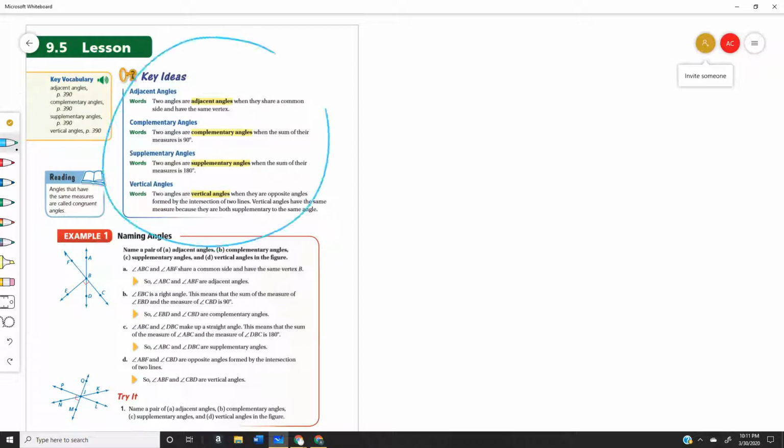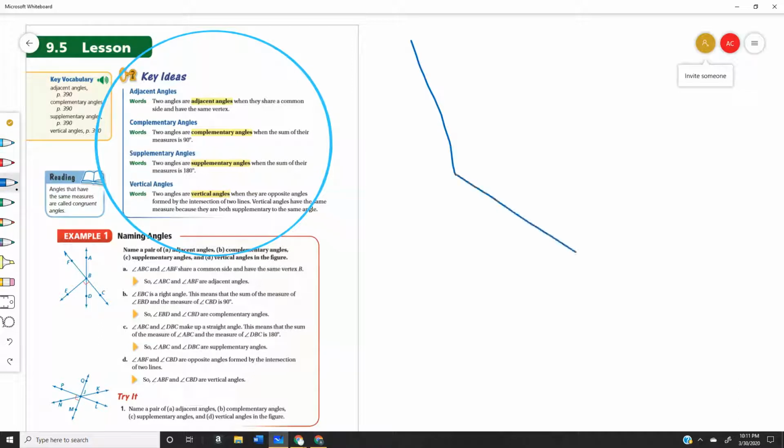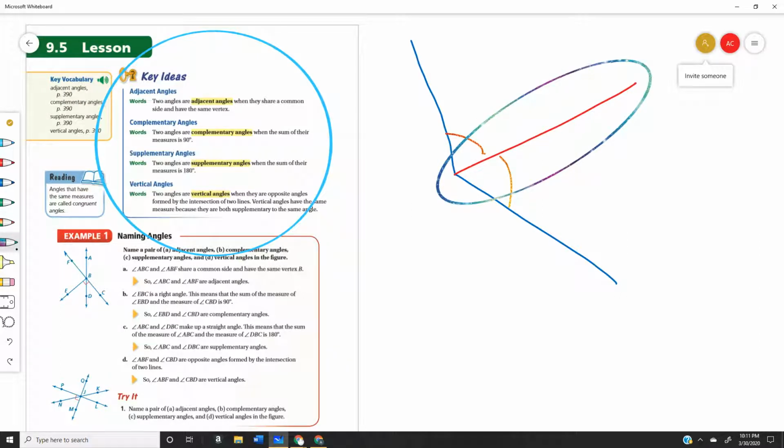Let's start by looking at the key ideas. Our key ideas are two angles are adjacent angles when they share a common side and have the same vertex. So when we're looking at angles, if we have two different angles, but they share a common side, in this instance, this one right here, this is the common side that they're sharing, and they have the same vertex. The vertex is the point where two lines meet, so they share this vertex right here. You can see that. Then they are adjacent angles.